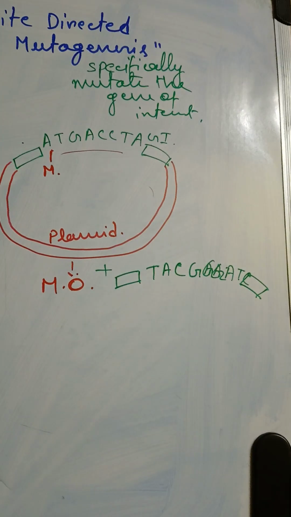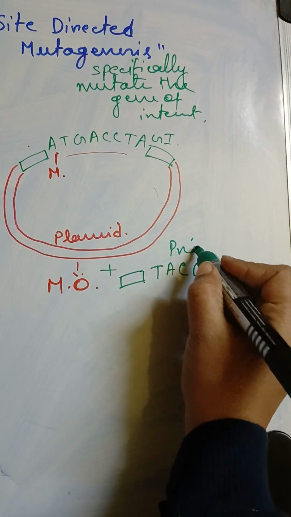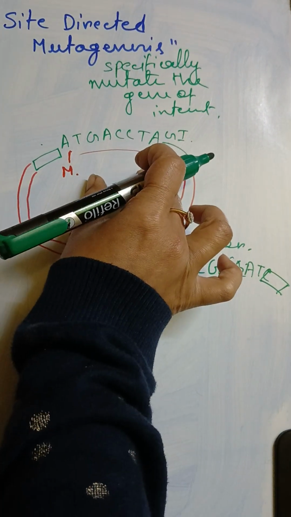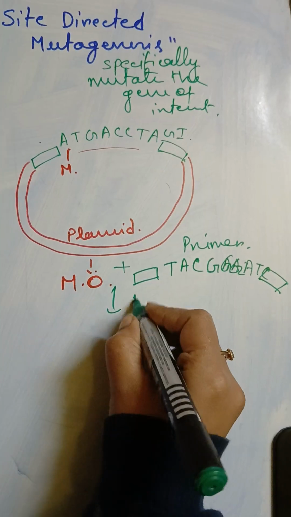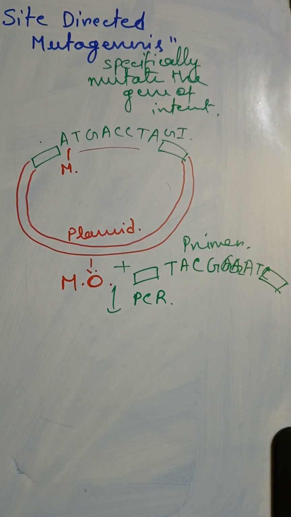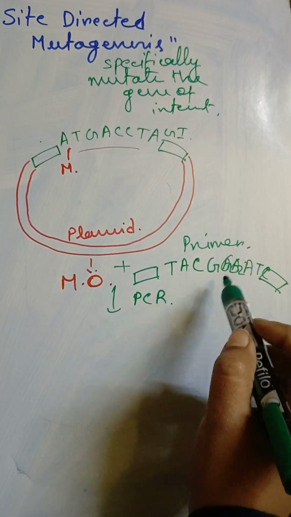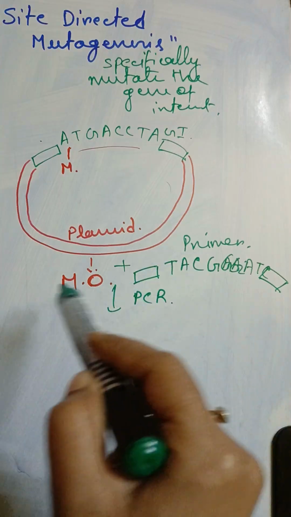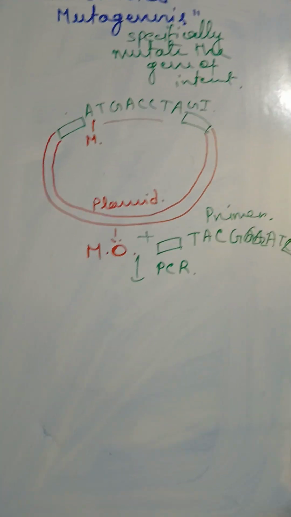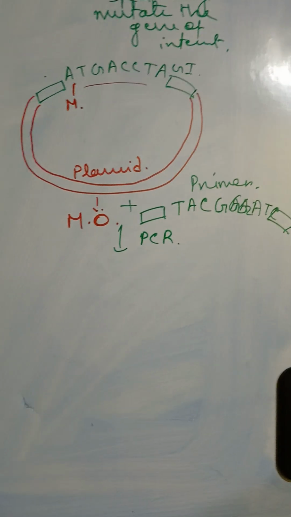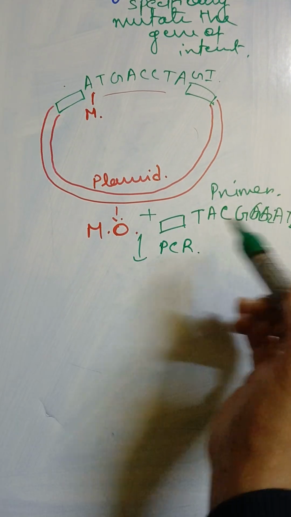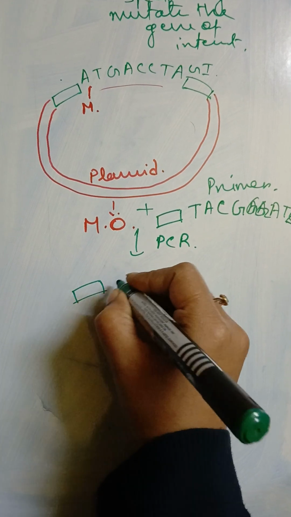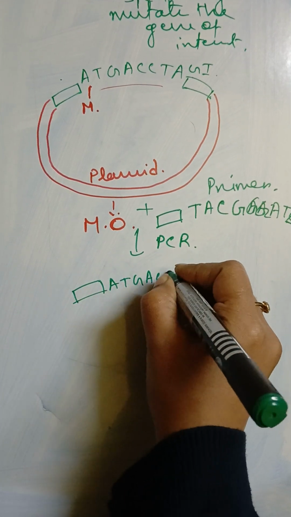Now this primer part will be complementary to this sequence. Okay, and in a successful PCR reaction, after the primer anneals to this sequence, it will give rise to another DNA sequence. How? First the primer will anneal to this. How does it look? First, this one is the sequence, the gene of interest.